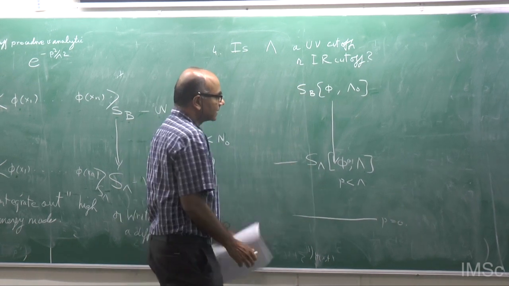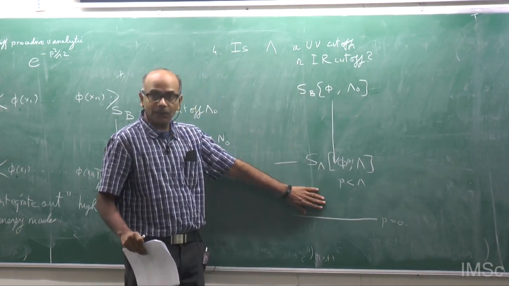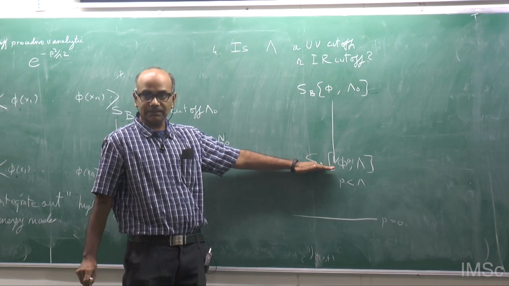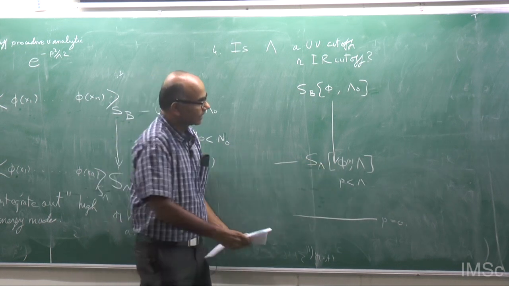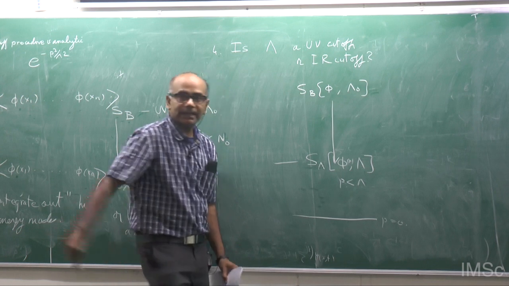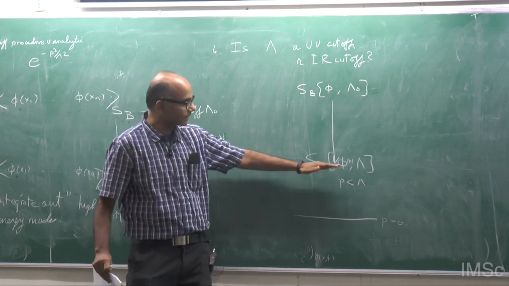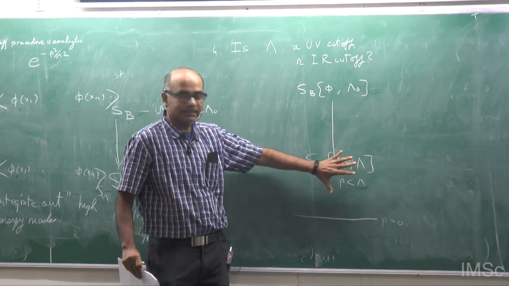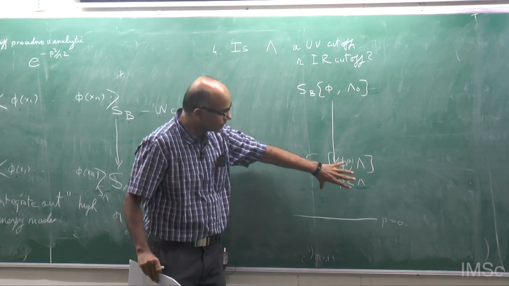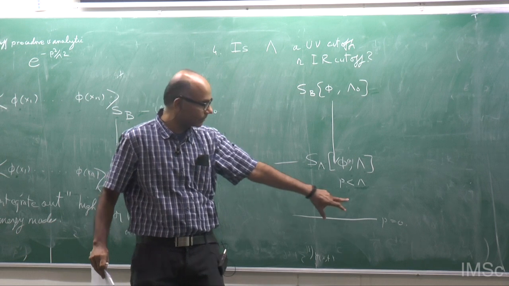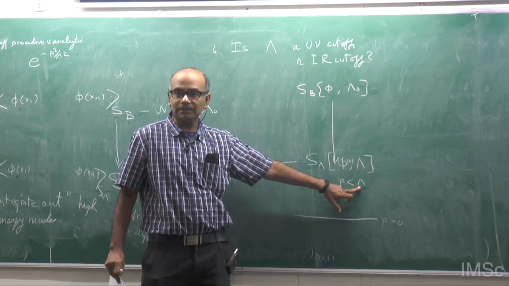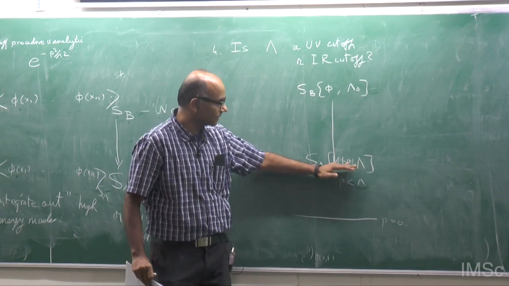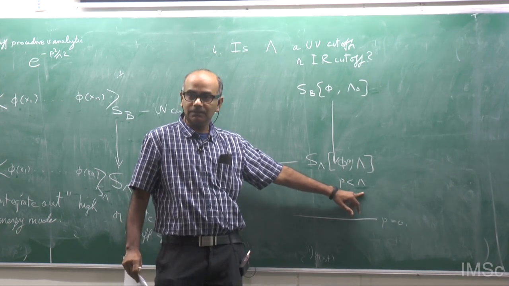So this is like an effective action for the person sitting at low energies, in which p is always less than lambda. Your physics is cut off by the scale lambda, and this is the action you work with. So when you use this action in your integrals, you have to cut it off at that lambda, because this has only p less than lambda.